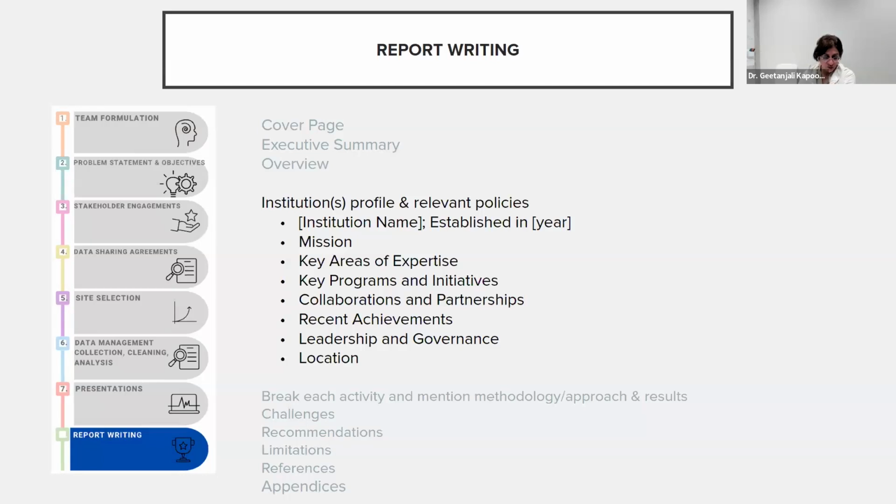Maybe the institution is already a collaborative AMR research hub. So those things can also be considered in writing for this particular subsection. Maybe there is a lot of educational outreach and training that's being offered by the institution. So talk about all that.